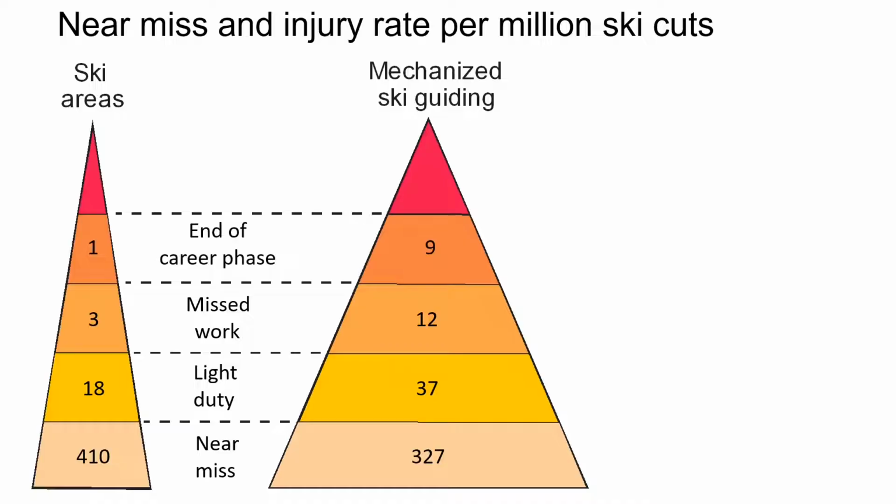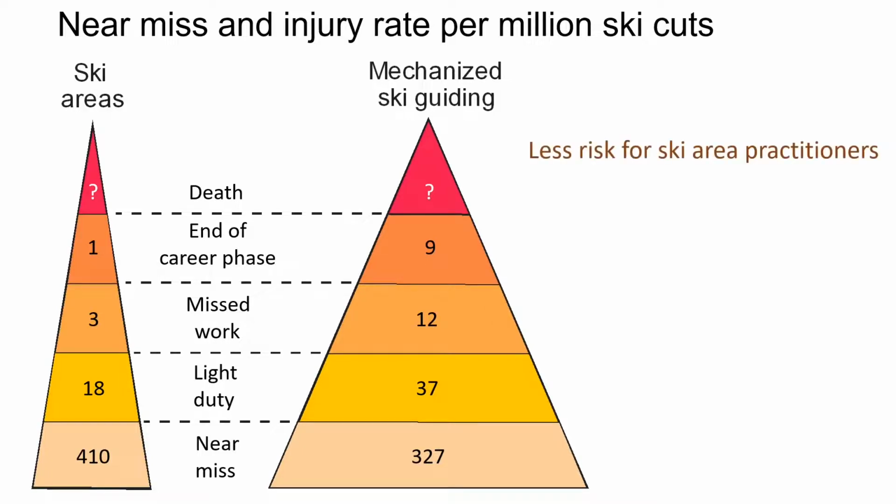The survey was based on the personal recollection of the respondents, so of course we have no data for deaths. However, the online paper does estimate this rate. The triangles are scaled by the number of injuries in the sector. So for the same number of ski cuts, the survey suggests that mechanized ski guides have about 2.5 times more injuries than ski area practitioners.